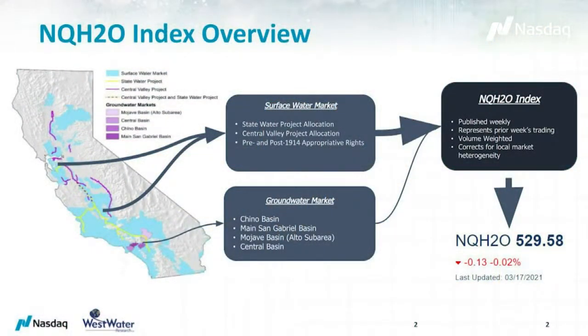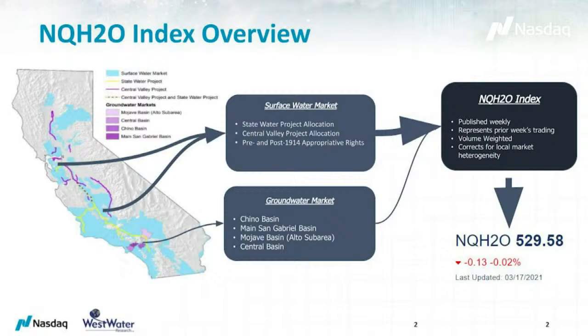As a result of this aggregate activity, what NQH2O really represents is a combination of surface water market transactional activity and groundwater market transactional activity. The surface water market is water that's conveyed above the surface of the earth via various infrastructure to move water predominantly north to south. That really takes the shape of State Water Project allocation water and Central Valley Project allocation water.